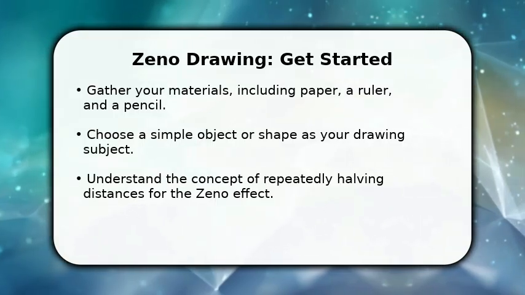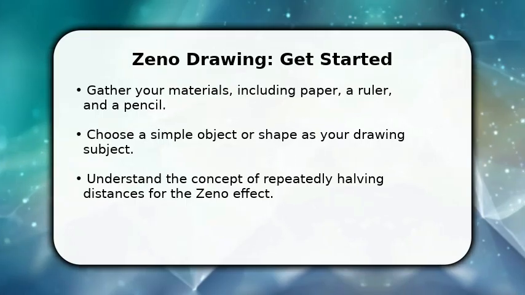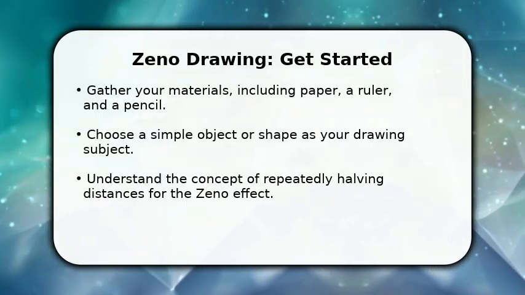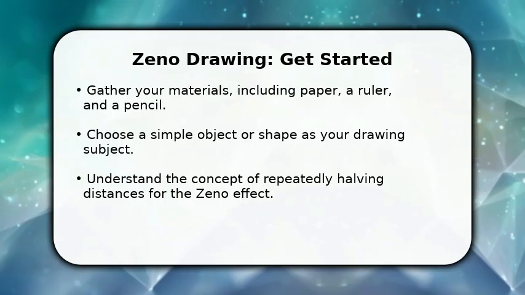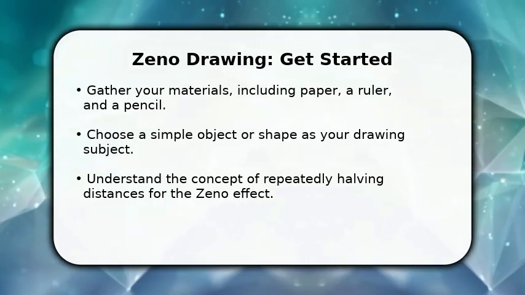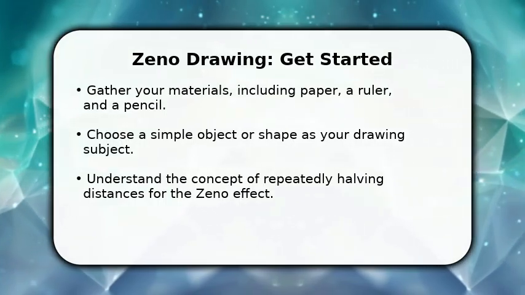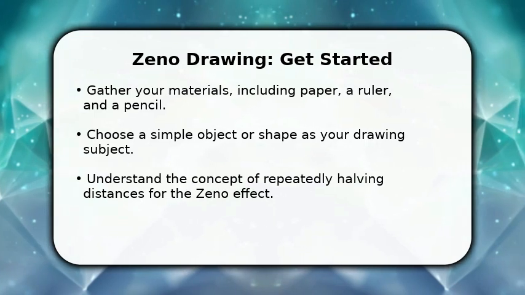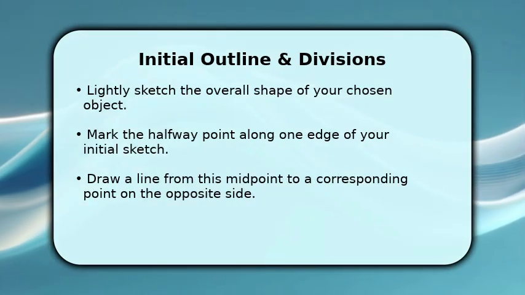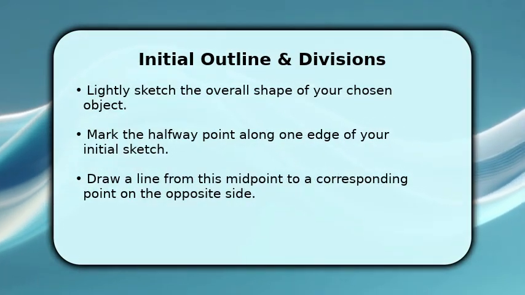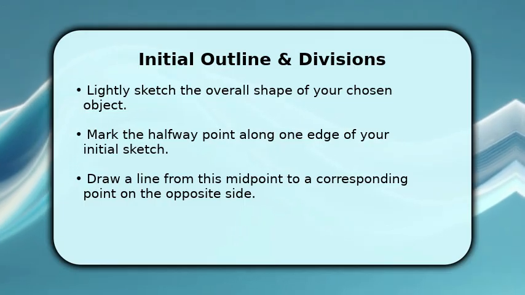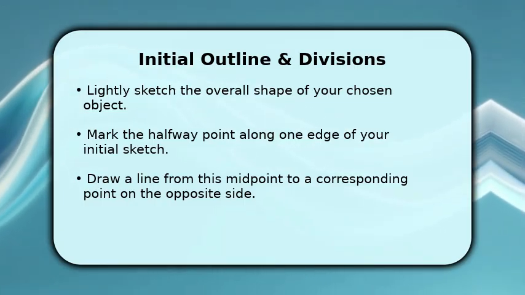The core idea behind Zeno drawing involves continuously dividing distances in half, creating an illusion of infinite progression. This technique is surprisingly simple yet yields fascinating visual results. Now, begin by lightly sketching the main outline of your chosen subject onto your paper. Keep these initial lines very faint, as they are just guides.